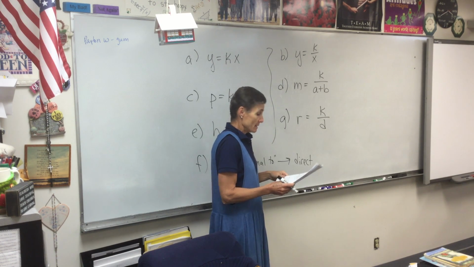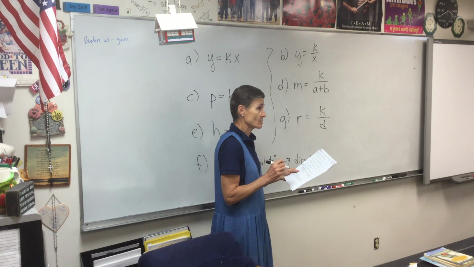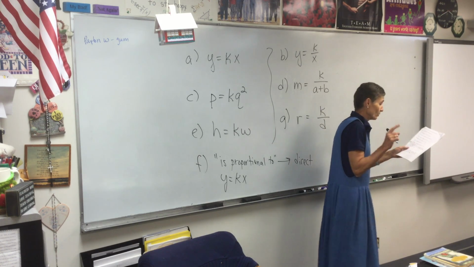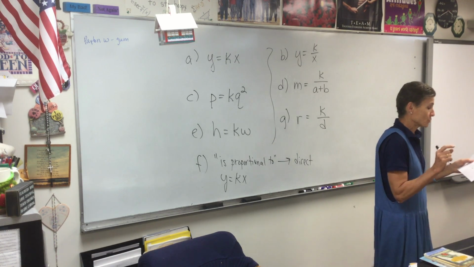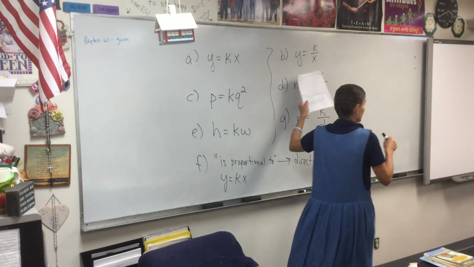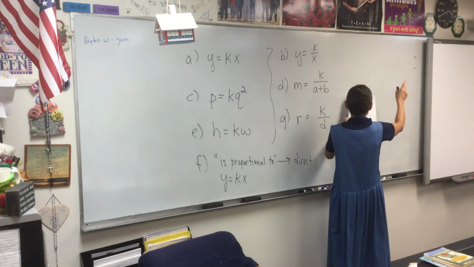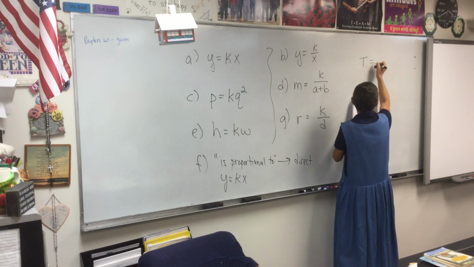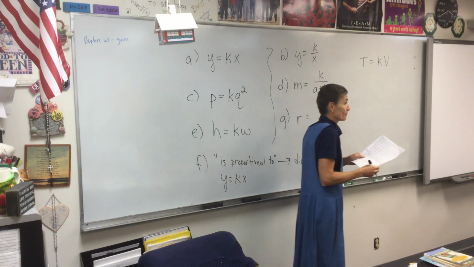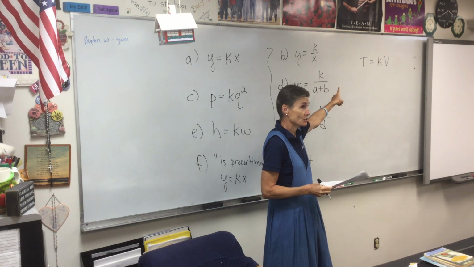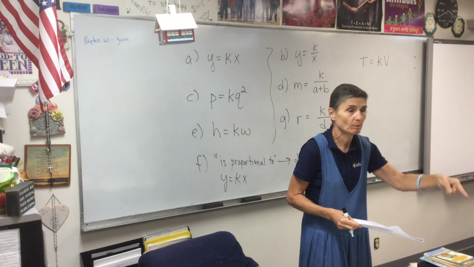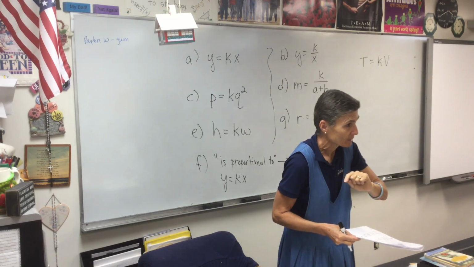Okay? Now, let's look at number 2 where it says solve the following, because now you're going to practice this a little bit. Look at 2a. Temperature is directly proportional to volume. Okay, so give me an equation for directly proportional. Temperature is directly proportional to volume. Does that equation make sense to you? Yes, because direct variation means one variable is k times the other one.